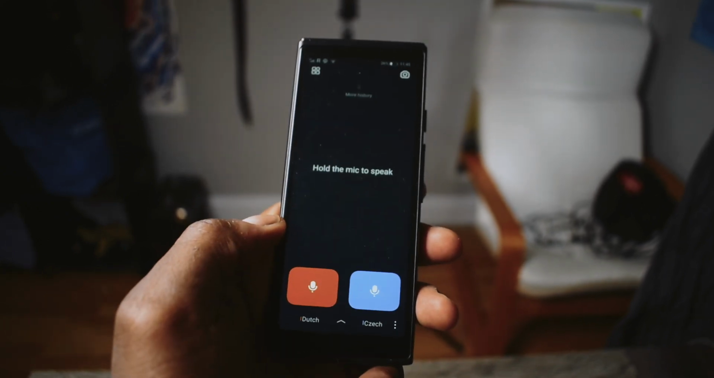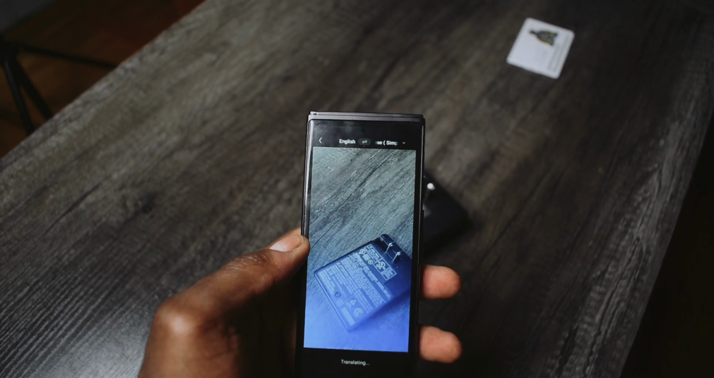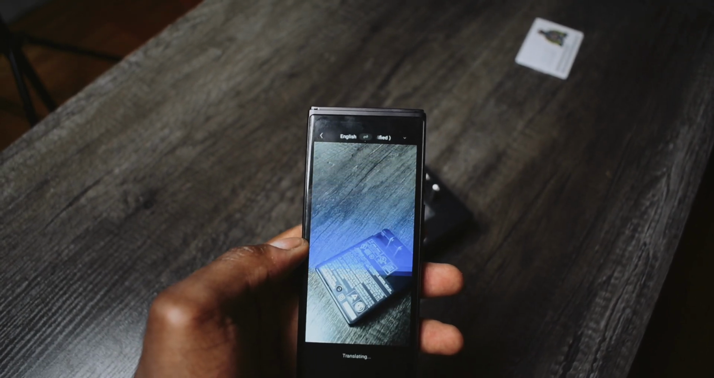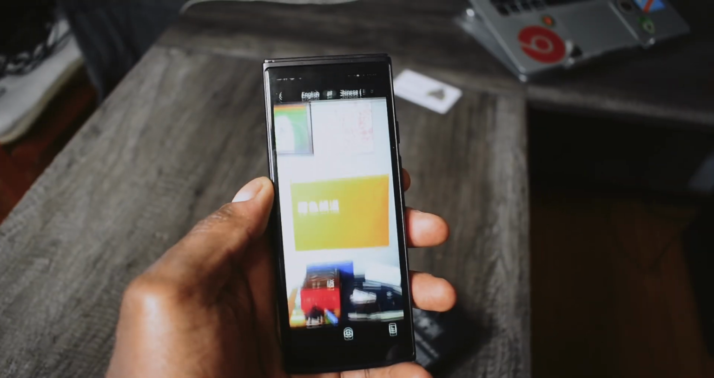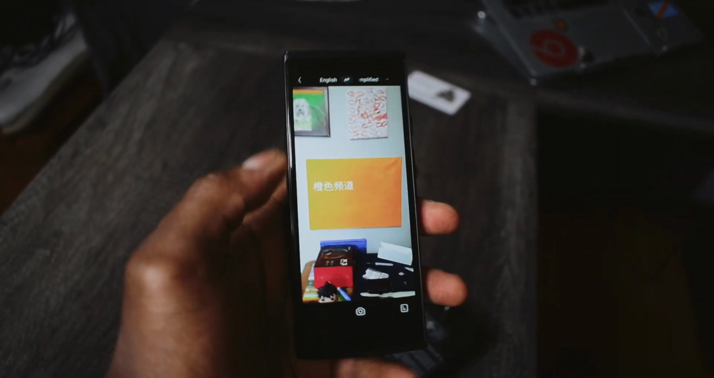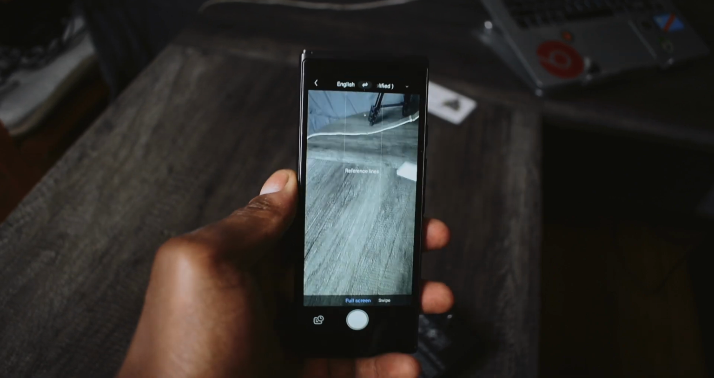Like even at the back, it has a camera. Now, the camera is not for pictures. If you try taking a picture, it's really not going to do anything. The camera itself is for scanning text. So say there's something in English and you wanted to translate it to, I don't know, Chinese or Taiwanese or something along those lines, then it does it in real time.